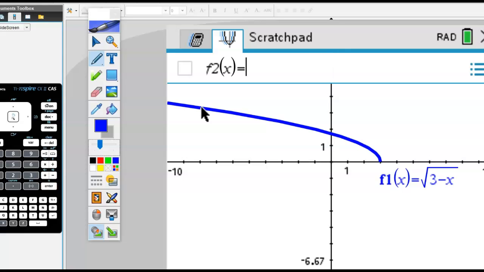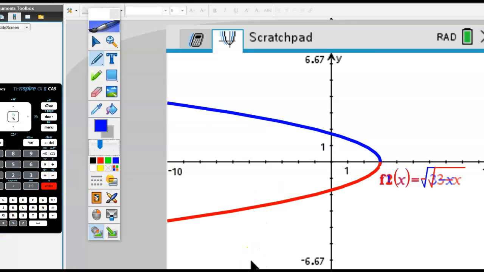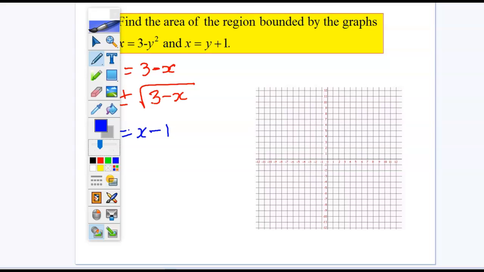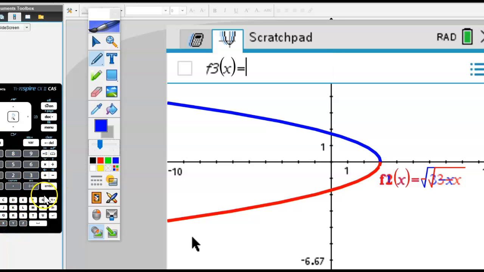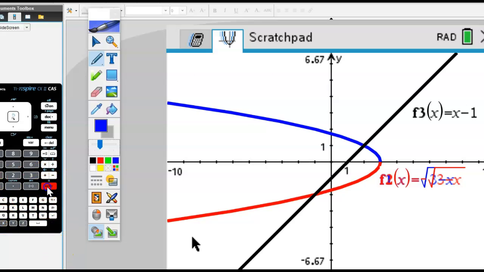And then I have to do the negative branch of that, so negative square root of 3 minus x. And then the last equation was x minus 1, so it's going to be x minus 1. Okay, so we're looking for this region right in here where the cursor is.